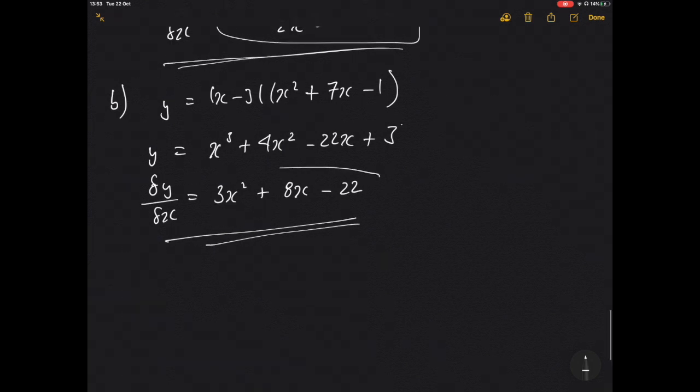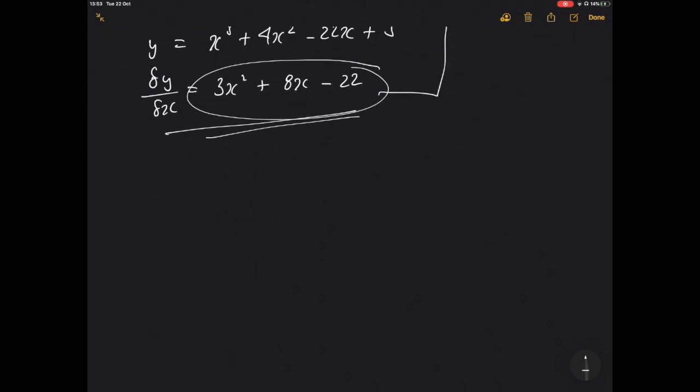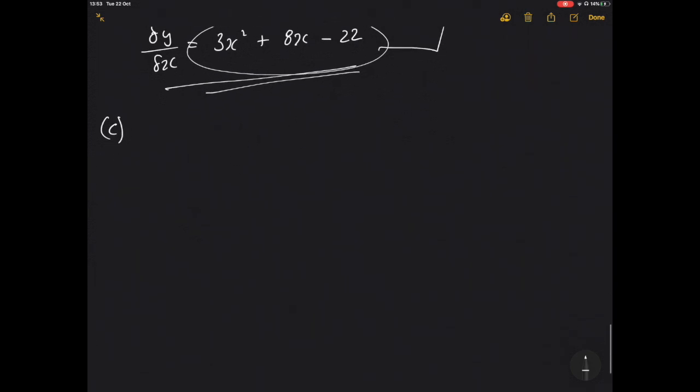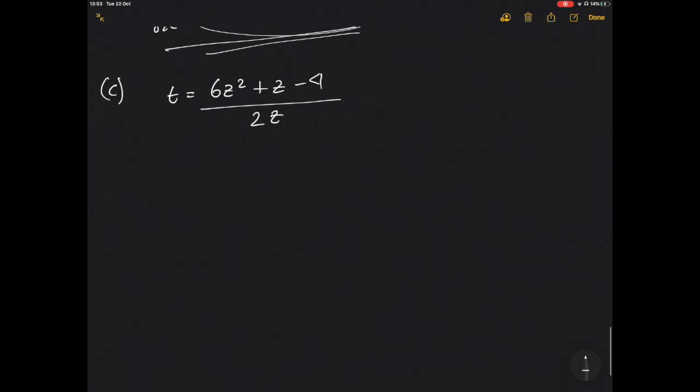So again, the descriptor of the curve would be this. And finally, we'll just do one more example, maybe a little bit more difficult, and then we'll go on to describing some stationary values. So a trickier exam style question might be t equals 6z squared plus z minus 4 all over 2z. Okay, so what we want to do here is break this down a little bit.